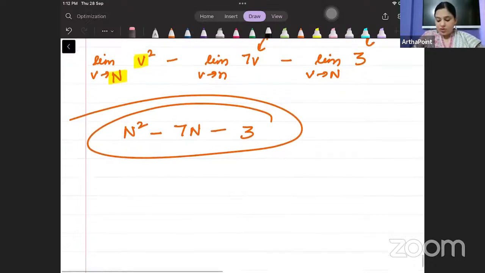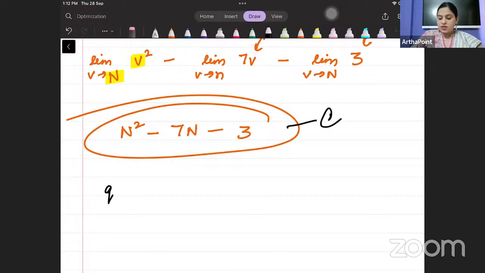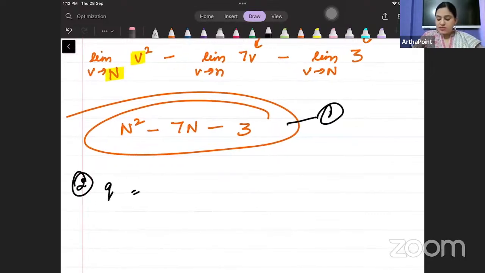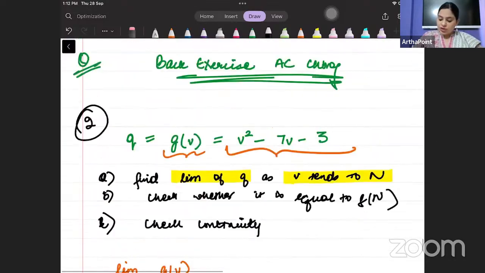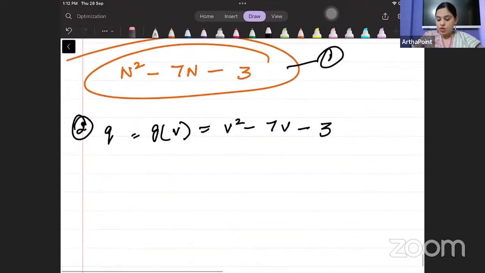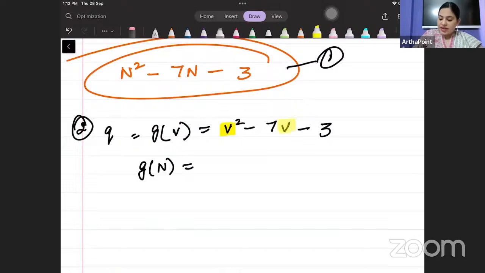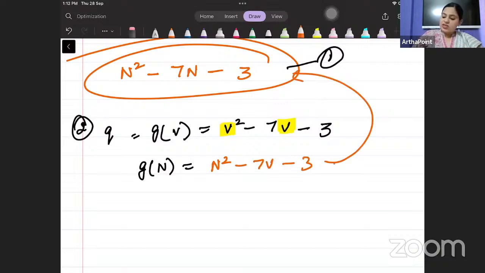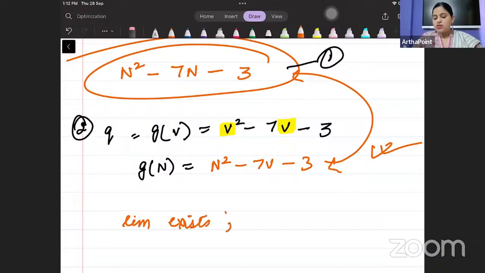ठीक है. Now beta, what is the function given to you? So this is first part. Second part, what is the function given to you? Function is given to you as V square minus 7V minus 3. So second part क्या बोल रहा है? Check what will be GN. So instead of V, मुझे N लिखना होगा हर जगह पे. So if instead of V I write N everywhere, what will I get? N square minus 7N minus 3. Are these two the same? Yes.